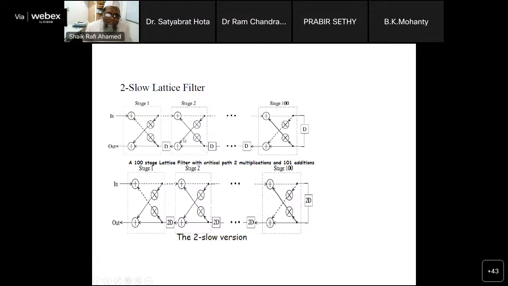Now what I am going to do is slow down the system. Instead of using this single delay, I will use 2 delays. So this is slightly slower than this one. Now I will apply the retiming. So in the retiming, what you have to do? From this edge, you remove one delay and you place one delay here. You remove one delay here, and you place one delay here.